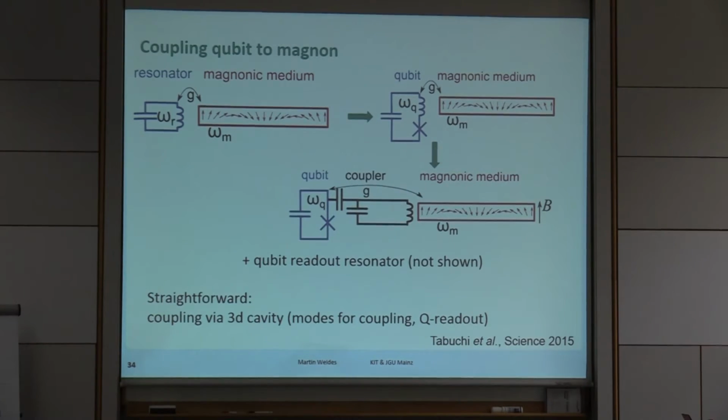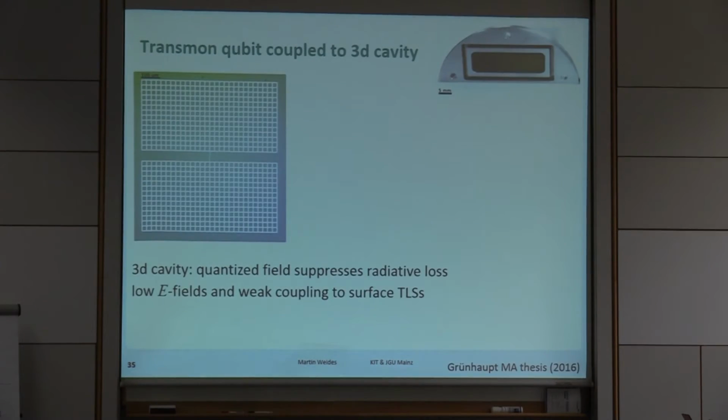So a very nice implementation was presented by Nakamura. That's this 3D cavity having different modes, first, second, third mode, to couple to YIG, also to couple YIG to the qubit and the qubit to the readout resonator to the feed line. That's a good implementation, certainly.